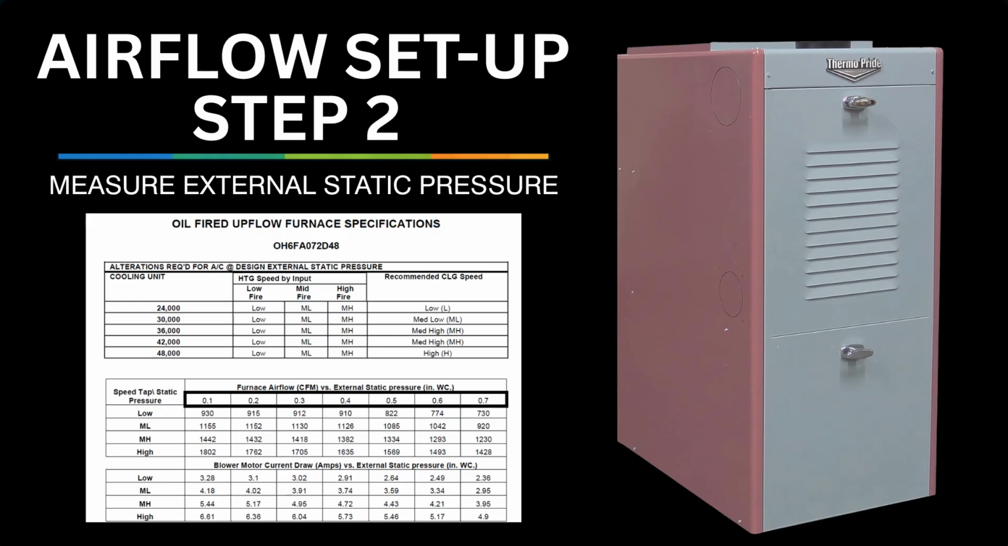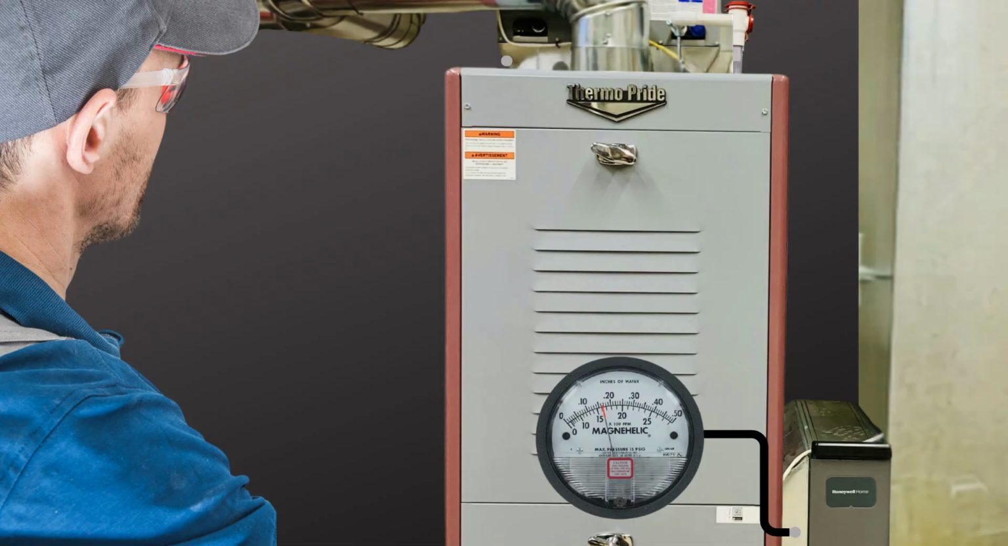Step 2. Measuring external static pressure. To use the airflow chart correctly, we must first obtain an accurate external static pressure reading. External static pressure represents the total resistance the blower is working against in the duct system. To measure it correctly, we take two readings. Return side pressure. Measure in the return duct between the filter and furnace. This captures the negative pressure the blower is pulling against.